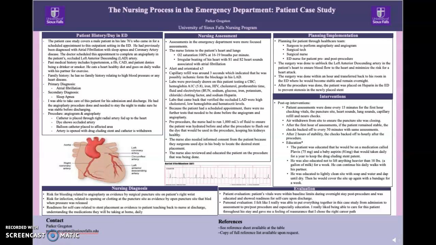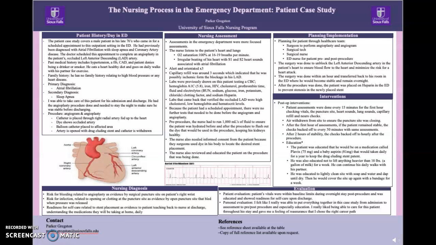So the procedure itself, an angiogram and angioplasty: a catheter is placed through the patient's right radial artery and is fed up to the heart. Then dye is shot up that catheter to show where the occlusion is in the heart, and that's shown on a screen. There's then a balloon catheter placed into the affected area, and it is opened up, and then the drug-eluting stent is placed, and the catheter is withdrawn back through the wrist.